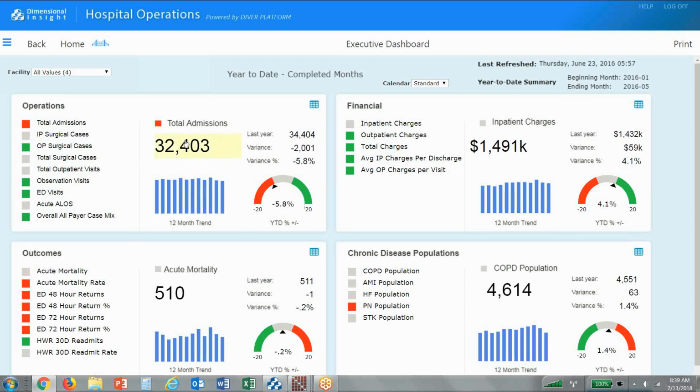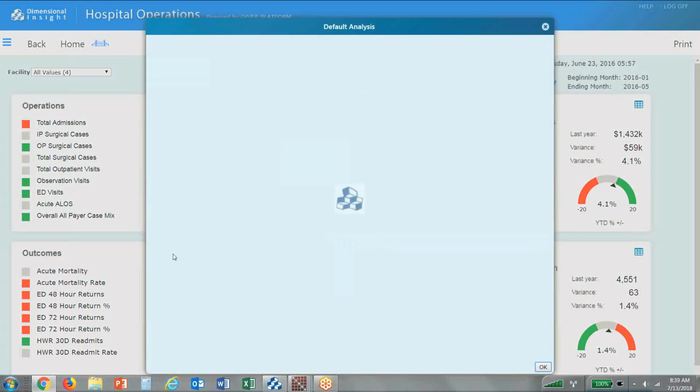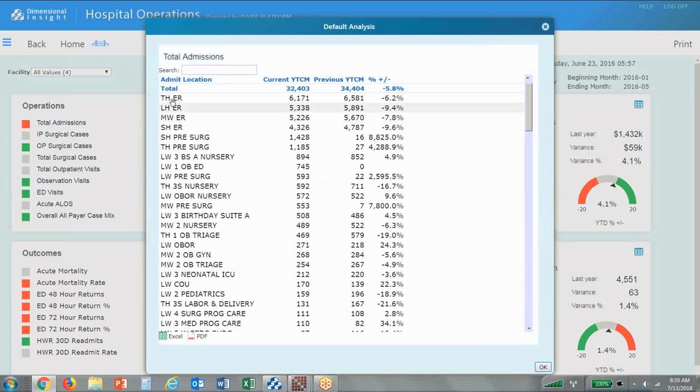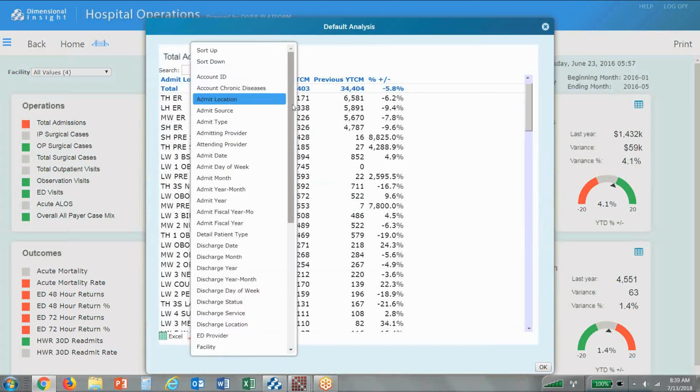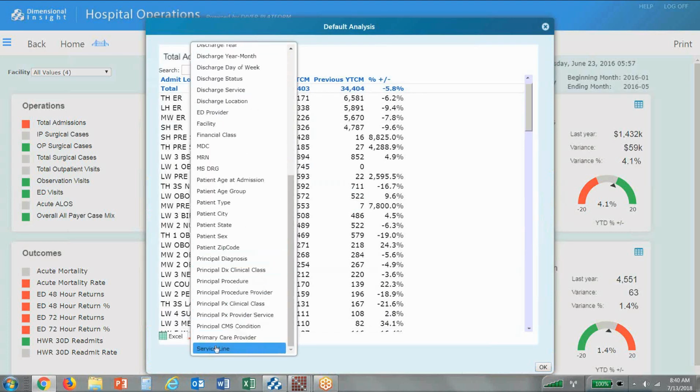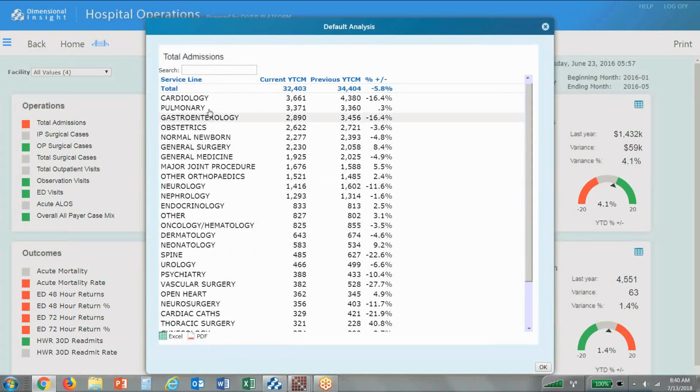So now I'm probably curious as to why there's a pattern in this potentially unfavorable trend. For example, what types of patients are behind the decline? I can see right away that the highest volume service line, cardiology, is down 16% year over year.